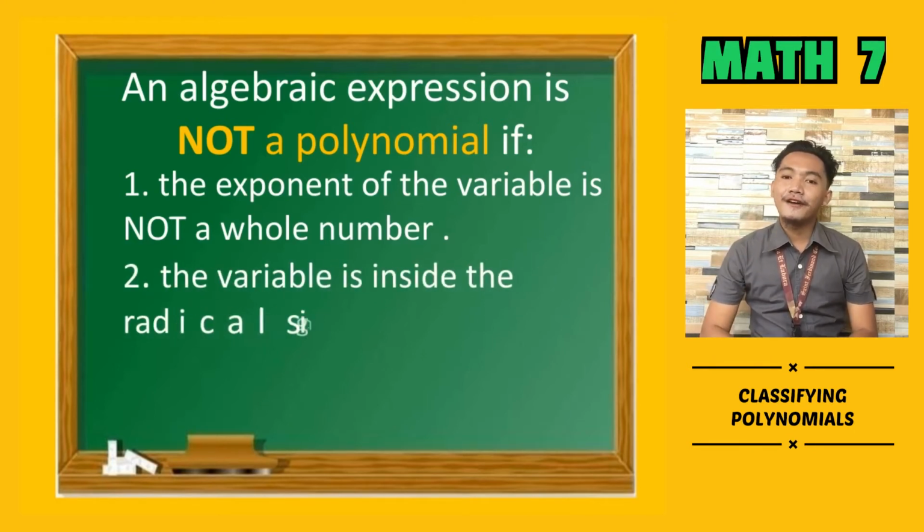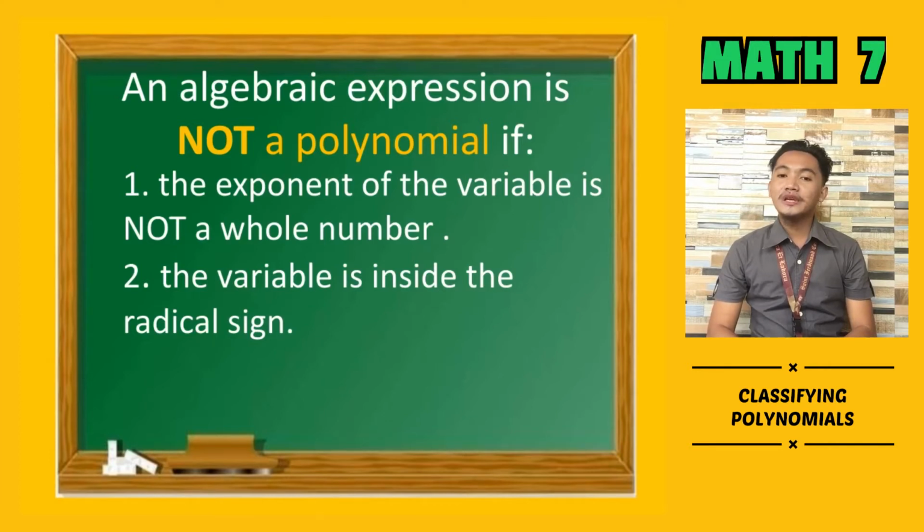Second, the variable is inside the radical sign. In order to identify if there is a variable inside the radical sign, the first thing that you should do is to look if there is a radical sign in a given algebraic expression. It is for the reason that if the algebraic expression does not have a radical sign, then you can already disregard this. Because if there is no radical sign, then it would automatically mean that there is no variable inside the radical sign.